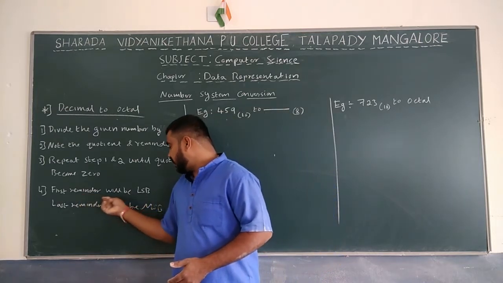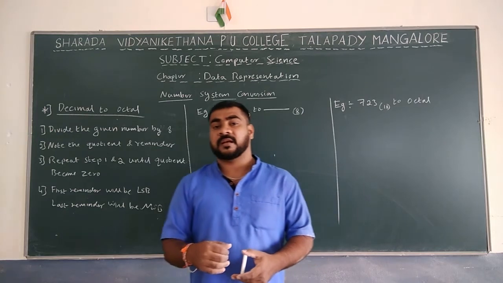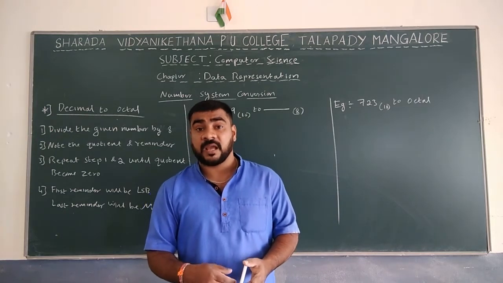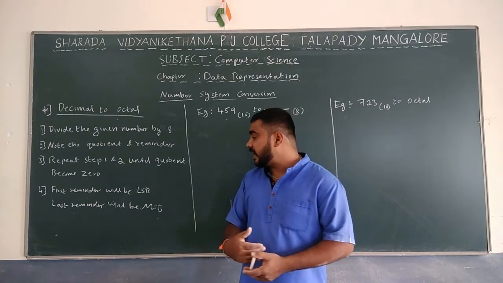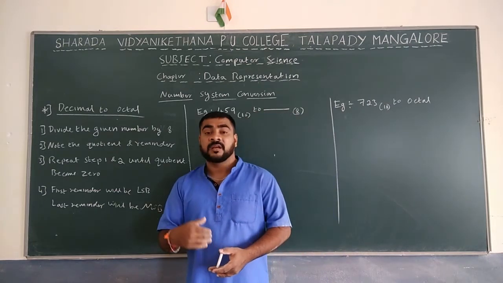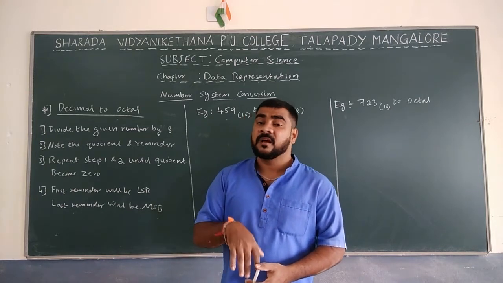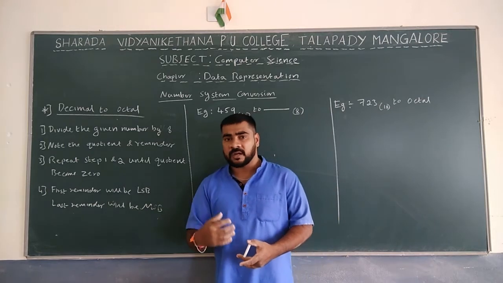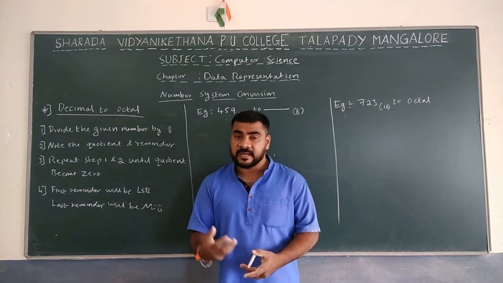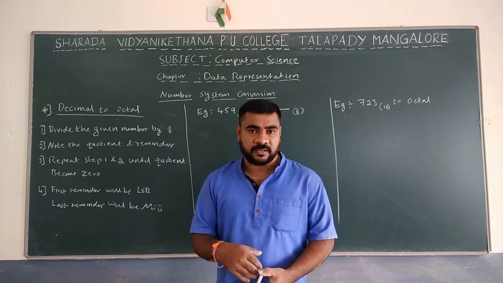Then the first remainder will be the LSB and the last remainder will be the MSB. Remember LSB and MSB. LSB means least significant bit and MSB means most significant bit. There are two terms; already we discussed this. One is the least significant bit and one is the most significant bit.